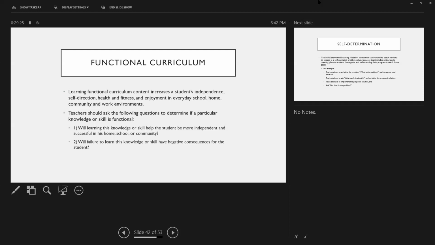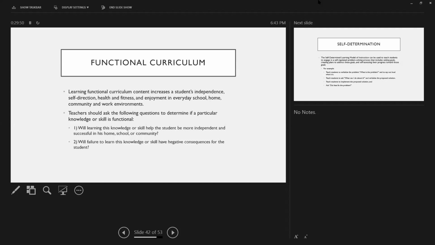So why focus on functional curriculum? Well, functional curriculum content increases, or has the potential to increase, a student's independence, self-direction, health and fitness, and enjoyment in all of the common community, home, school, and work settings that they will frequent.